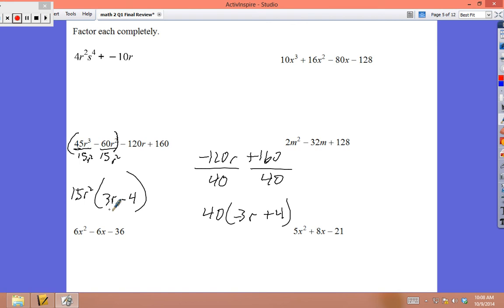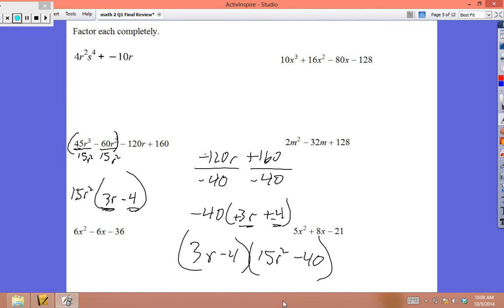And now my signs don't match up because that's a positive 3r, that's a negative 3r, that's a minus 4, that's a positive 4. So don't divide by 40, divide by negative 40. Because a negative divided by negative is a positive, and a positive divided by negative is a negative. Now they match up. So now it's 3r minus 4 times 15r squared minus 40. Okay, but that is not the answer.